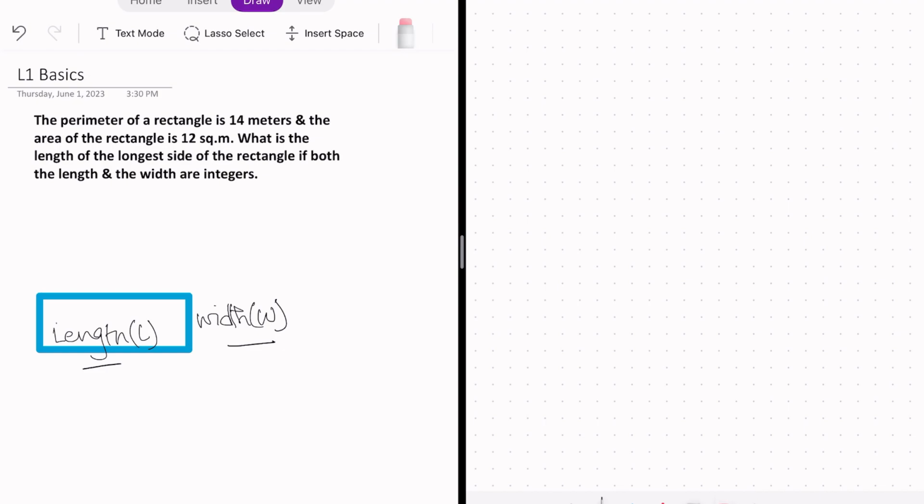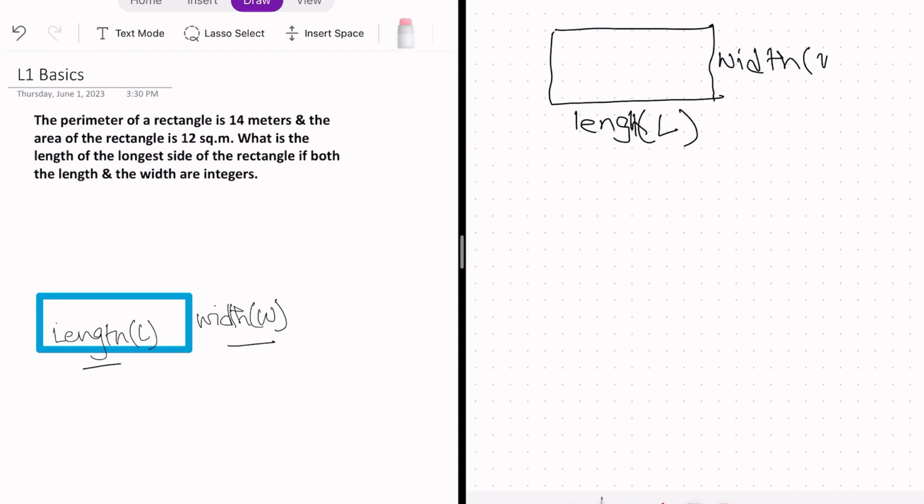So we have been given a rectangle, and let's assume its length is L and its width is W. Now for students in middle school or high school, you would be solving this with a quadratic equation. And you have two clues in here.